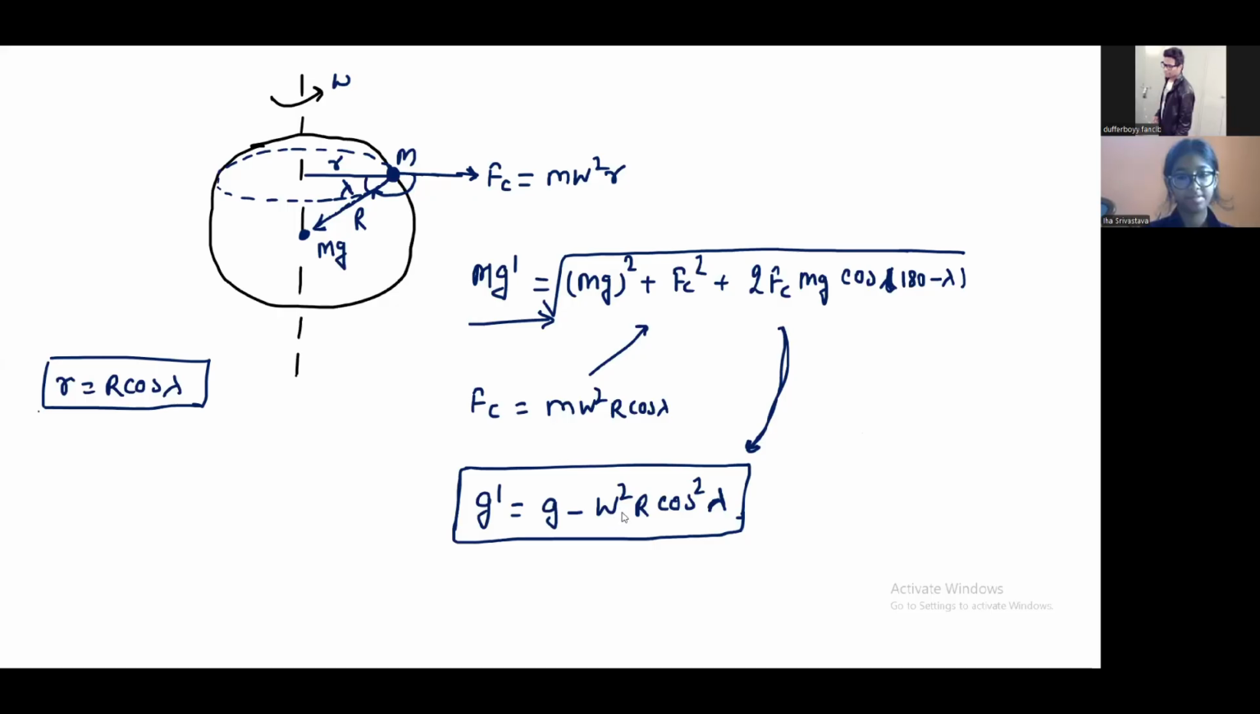Now here we see the lambda value. Lambda is the angle between mg and the centrifugal force. Its value will change, because at the pole the Fc value is here and the mg value is here, so at the pole lambda is 90 degrees. When we move to the equator, the Fc value is outward, and Fc and mg are in opposite directions, so we can say lambda is 0 or 180 degrees.